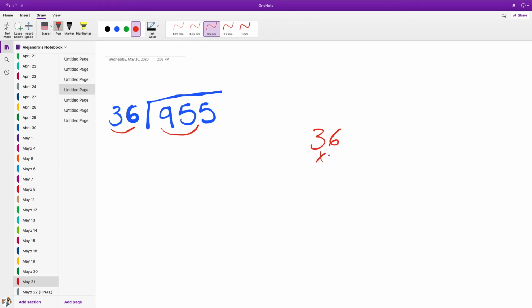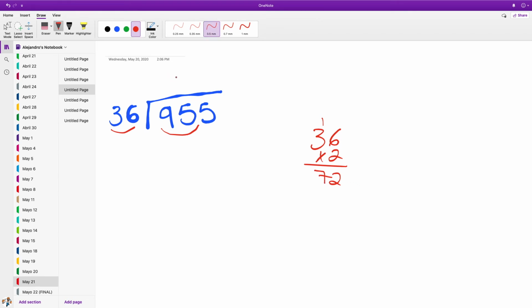Remember, we need to be taking good estimations. So I will say what? Maybe what do you say? 2? Do you want to try 2? Yes. 2 times 6, 12. 2 times 3 is 6, plus 1 is 7.